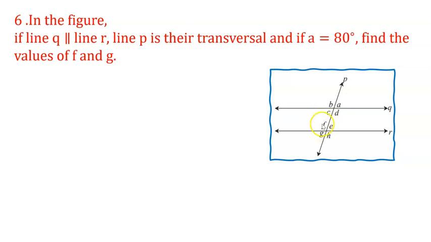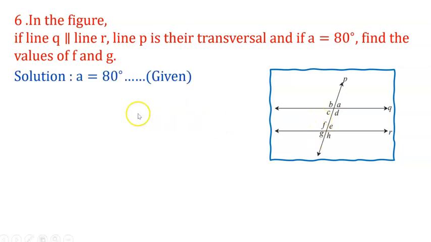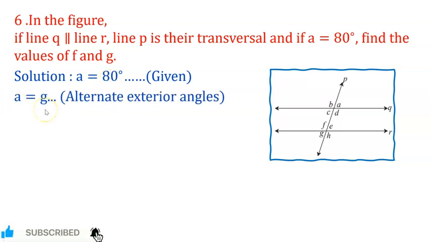Again, what about G? G is the exterior alternate angle. The measure of angle A is equal to the measure of angle G, and therefore G is equal to 80 degrees. F is 100 and G is 80 degrees. Now we will find out step by step. A is equal to 80 degrees. A is equal to G, alternate exterior angles.